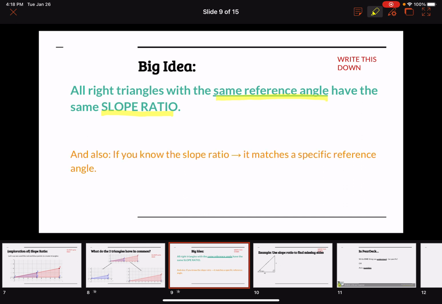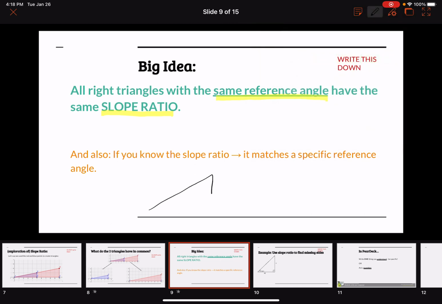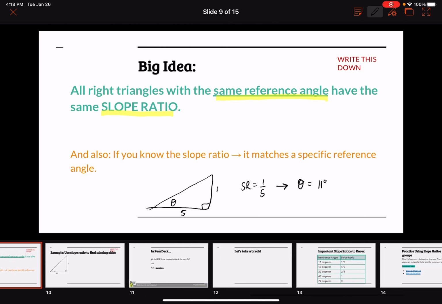It's also true that if we knew what the slope ratio was, for example, like this, then we can figure out what the slope angle is. So here the slope ratio equals 1/5. So that means our reference angle must be 11 degrees. Let's do an example together of using this.